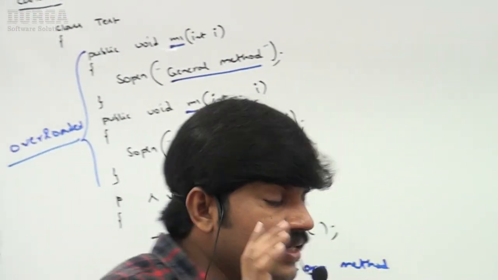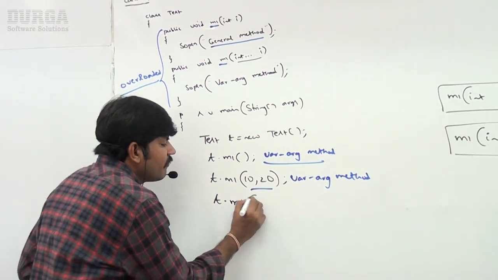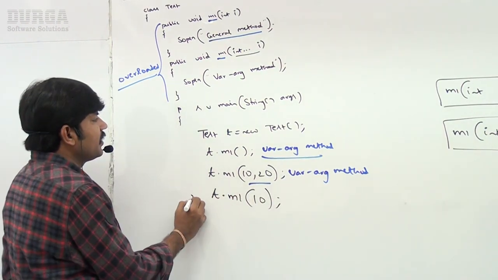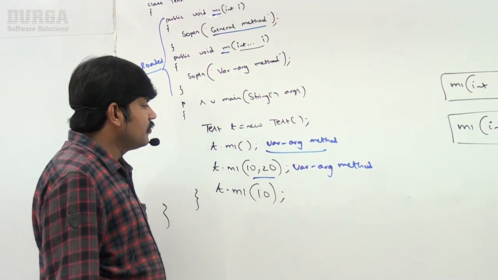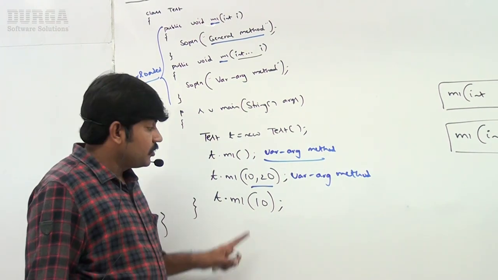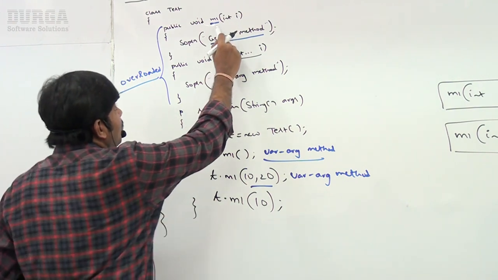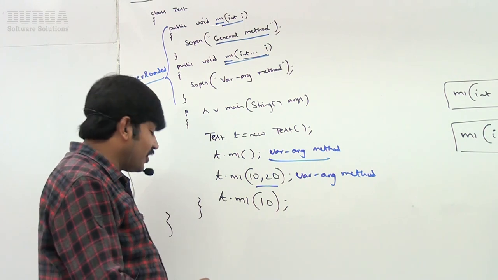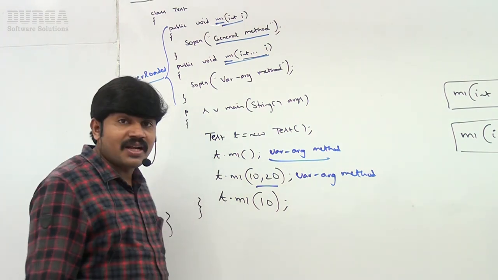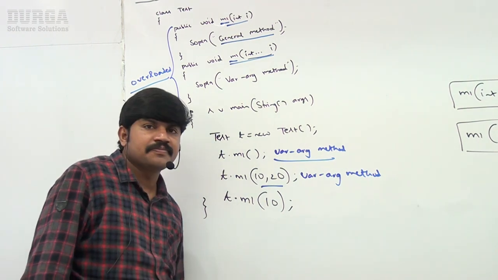Now, observe very carefully. A bit dangerous. Now I'm taking t.m1(10). Can you please confirm which method will get the chance? For one int value, the general method matched, and the varargs method also matched. Can you please tell who is going to get the chance?